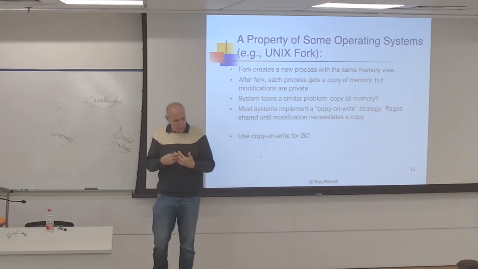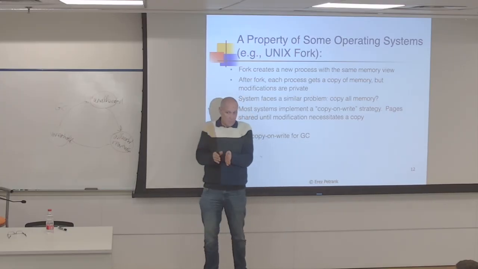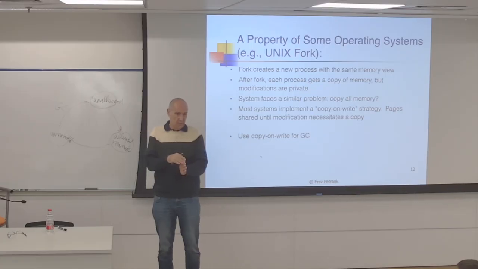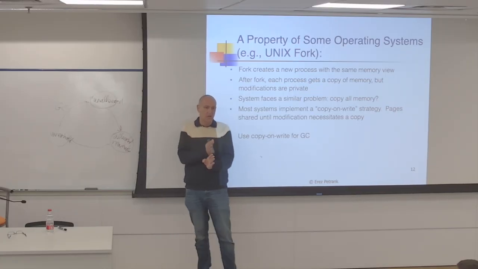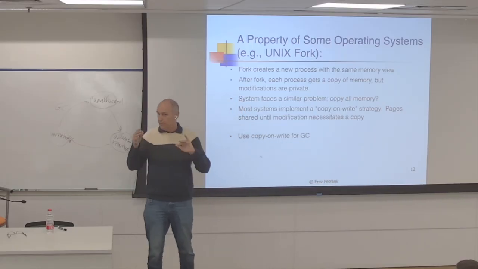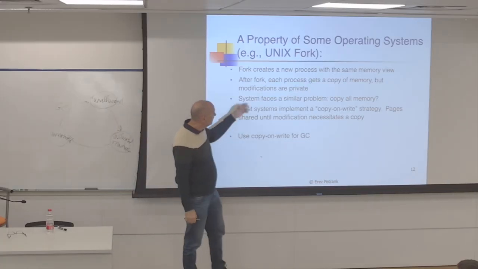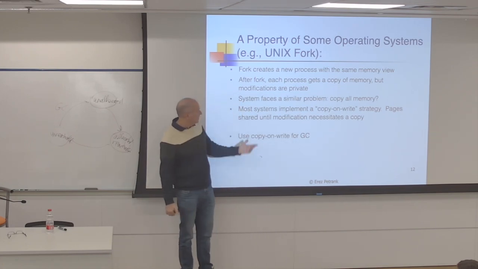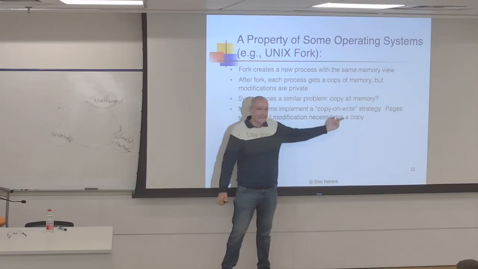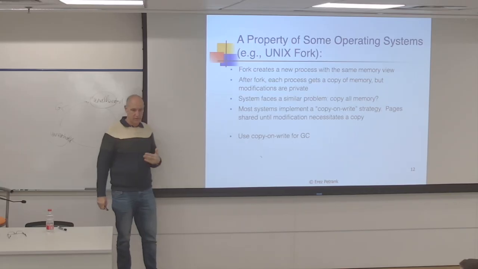Was this something you went over? Okay, great. So copy on write says, I give them the same space, they share the same physical memory. But when one of them makes a change, then it's going to get a copy of the memory, and the other one is going to keep the original copy and see what was there in the beginning. So after fork, each one gets a copy of the memory, and we have a copy on write strategy. And that is usually implemented very efficiently.